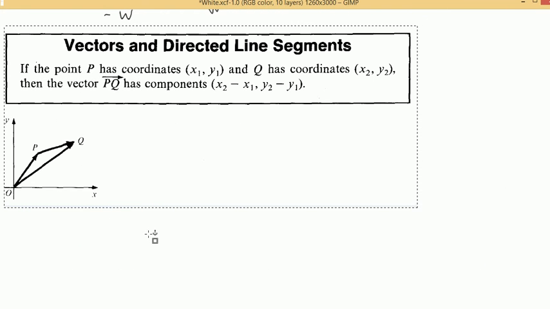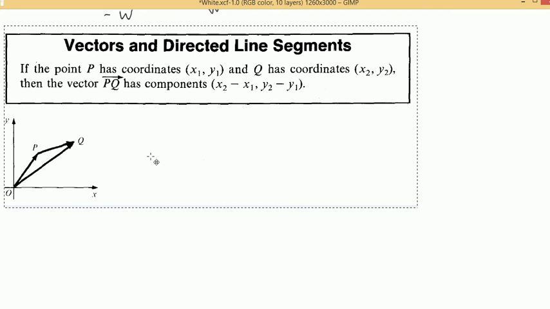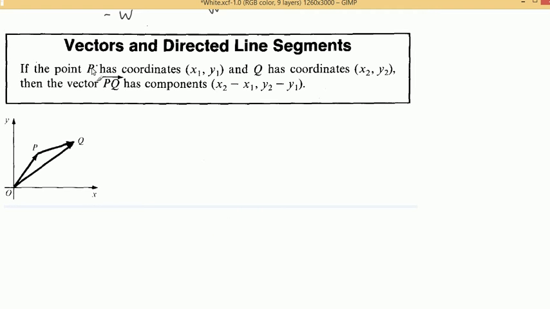Right, maybe it wasn't necessary to do that. Let me just keep it there. If you have a point P that has coordinates x1, y1, right? Is this a vector, this x1, y1? You can interpret it as a vector, right? It could be a position vector, right? If I have a point 5, 6, that doesn't look like a vector. It's just one point, right?